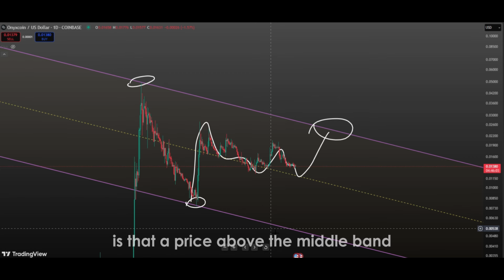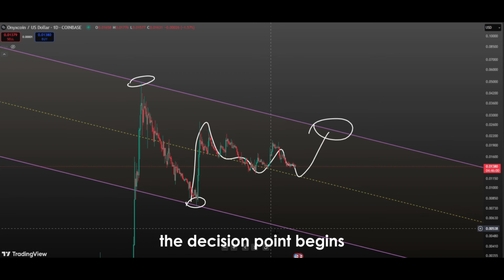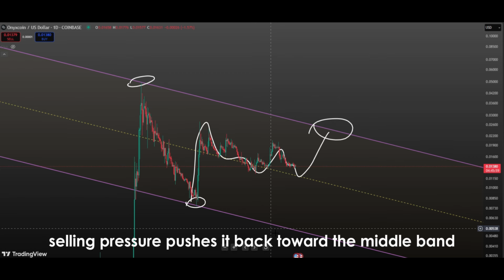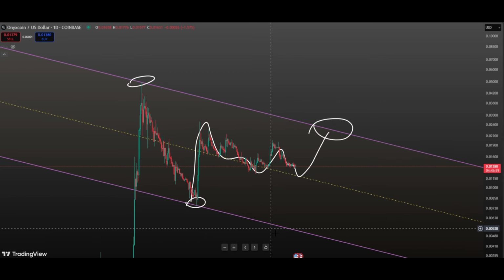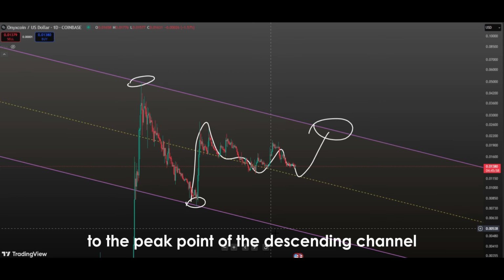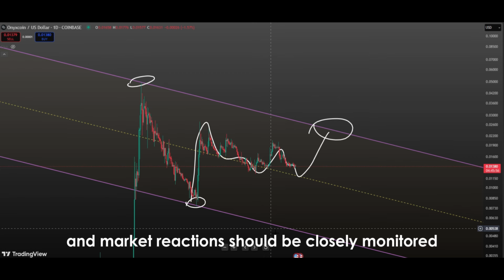Another important point is that a price above the middle band usually experiences small pullbacks on its way to the upper band. These pullbacks provide opportunities for new buyers to enter the market. In this way, the price approaches the upper band step by step. Once it reaches the upper band, the decision point begins. Either the price breaks this band strongly and a trend reversal starts, or selling pressure pushes it back toward the middle band. In the case you mentioned, if the price reaches the upper band, this would correspond to the peak point of the descending channel, which is a major resistance level. Therefore, once that level is reached, trading volume and market reactions should be closely monitored.